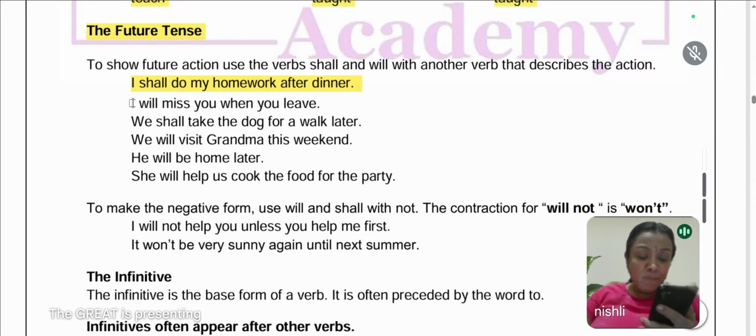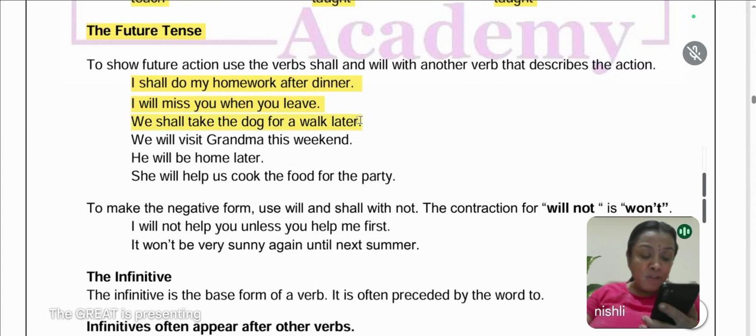Next one, I will miss you when you leave. So that person has not left the room or the place yet. I will miss you. So you're predicting something which is going to happen in the future. When that person leaves, you're likely to feel his absence. That is what is meant here.